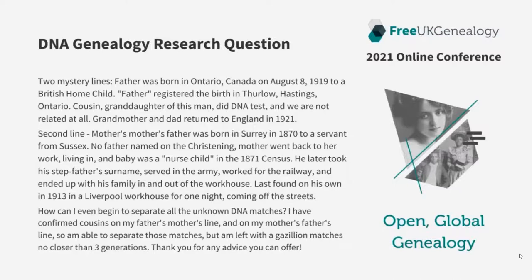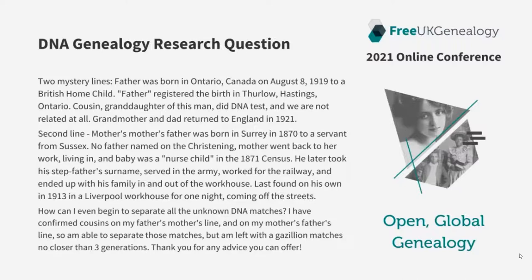So, two mystery lines. Father was born in Ontario, Canada, 1919, to a British home child. I have some of those in my ancestry as well. Father registered the birth in Thurlow, Hastings. Cousin, granddaughter of this man, did a DNA test, and we are not related. Grandmother and dad returned to England in 1921.